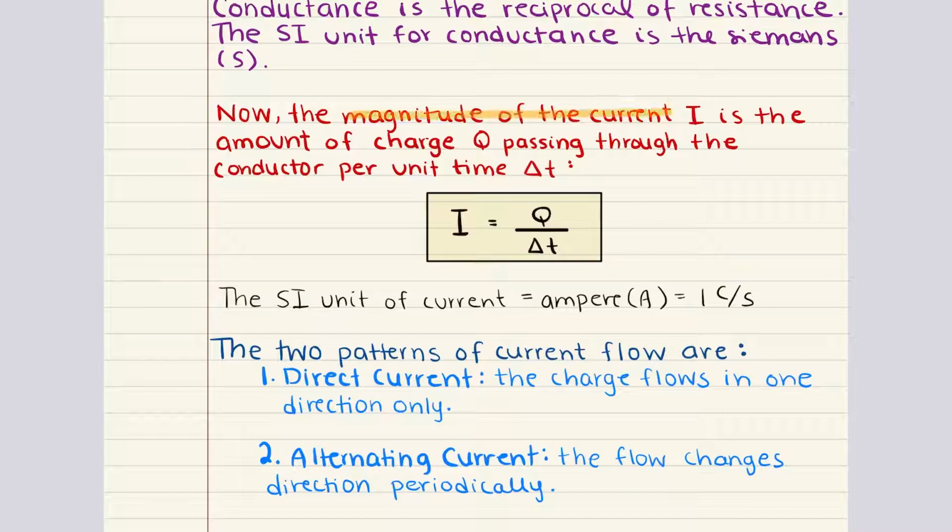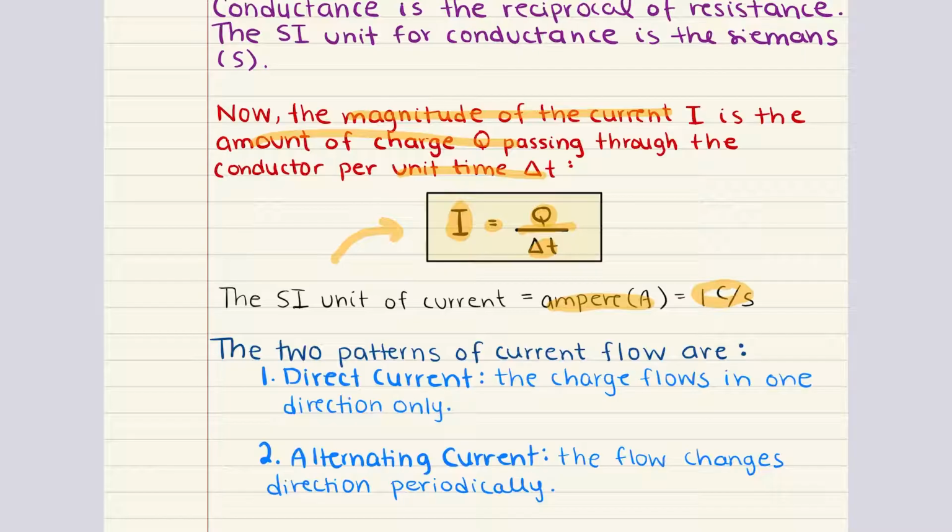The magnitude of the current is equal to the amount of charge that flows through a conductor in a given time interval. We can express this mathematically like you see here, where I is current, and that's equal to Q, the amount of charge, divided by delta T, which is our time interval. This equation tells us that current depends on how much charge passes through and how quickly it flows. The SI unit for current is the ampere, which is equal to 1 coulomb per second.